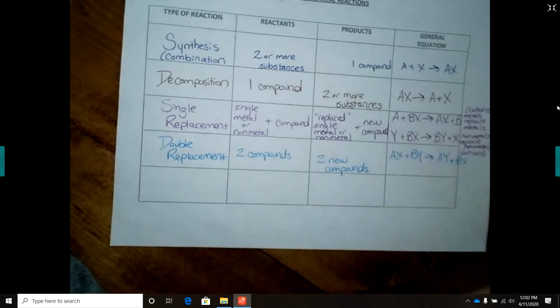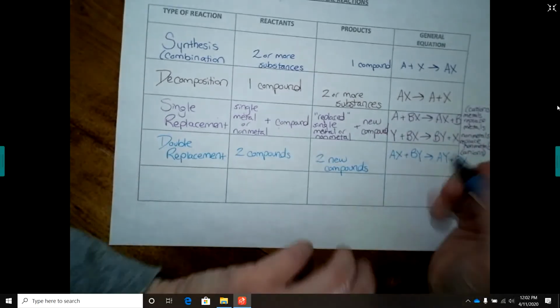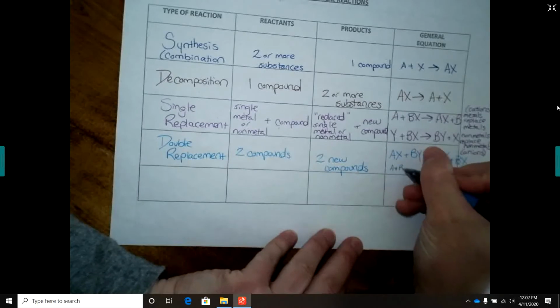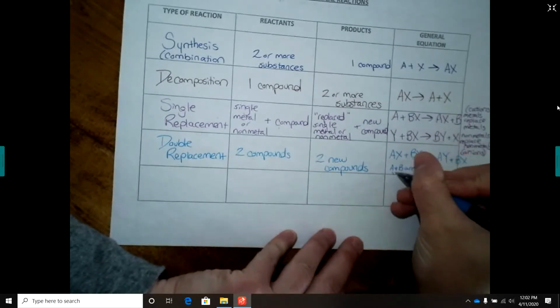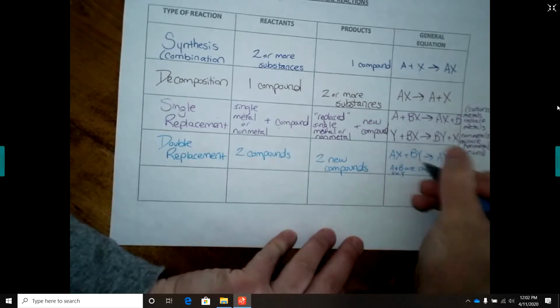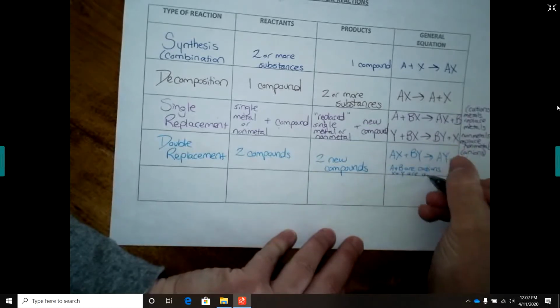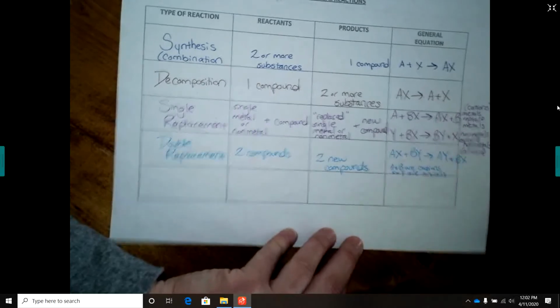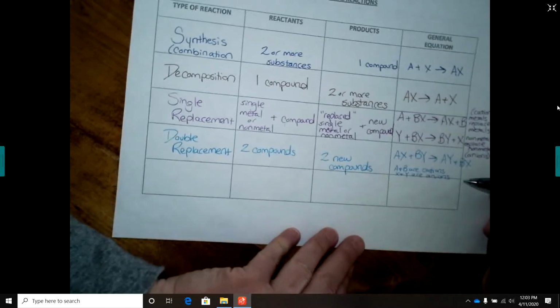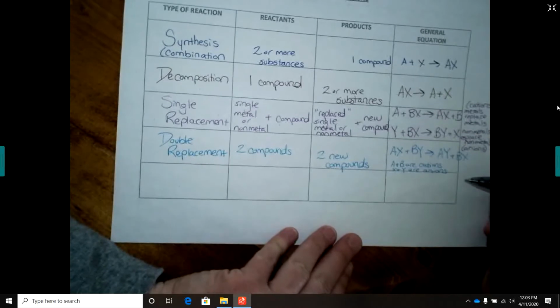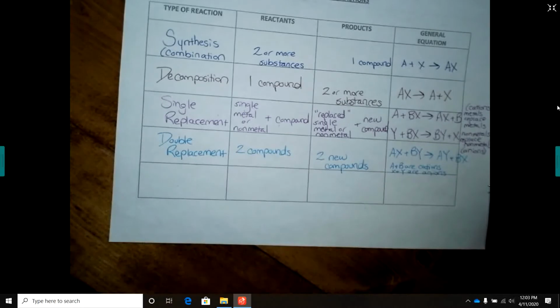So notice A and B are always in front. A and B are cations. X and Y are always second, so they are anions. And notice for your equation, you can never have 2 cations together. A and B are never together. And you can never have 2 anions together. X and Y are never together because they're both negative.